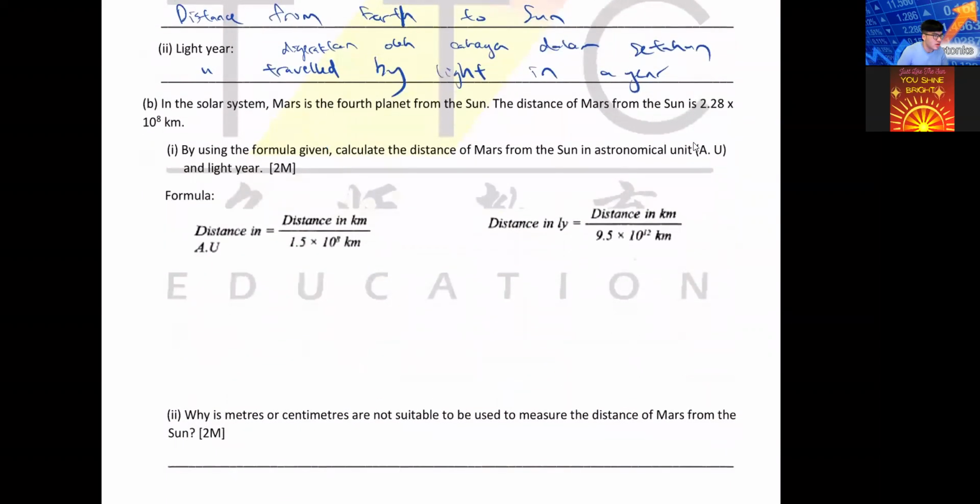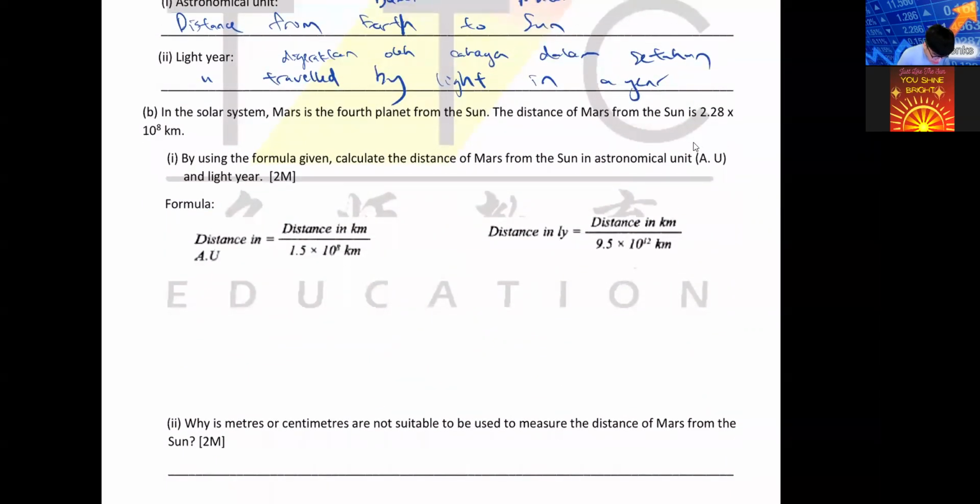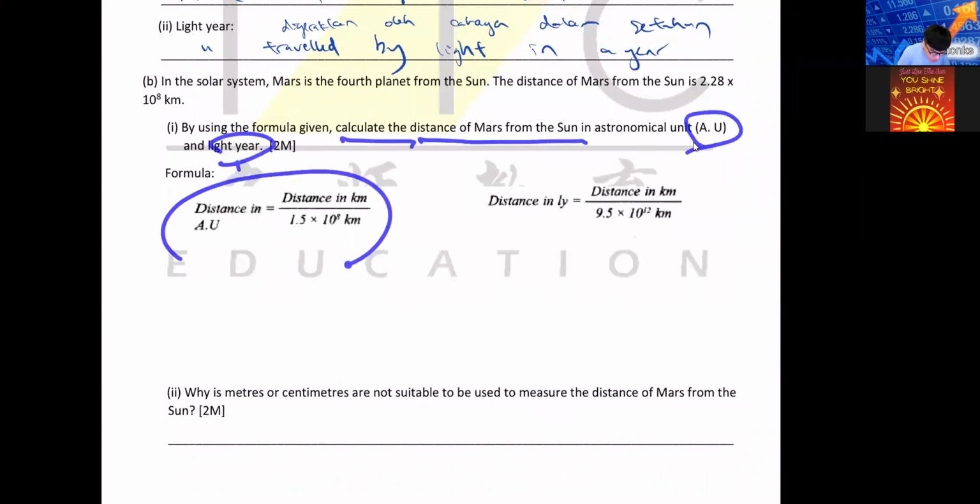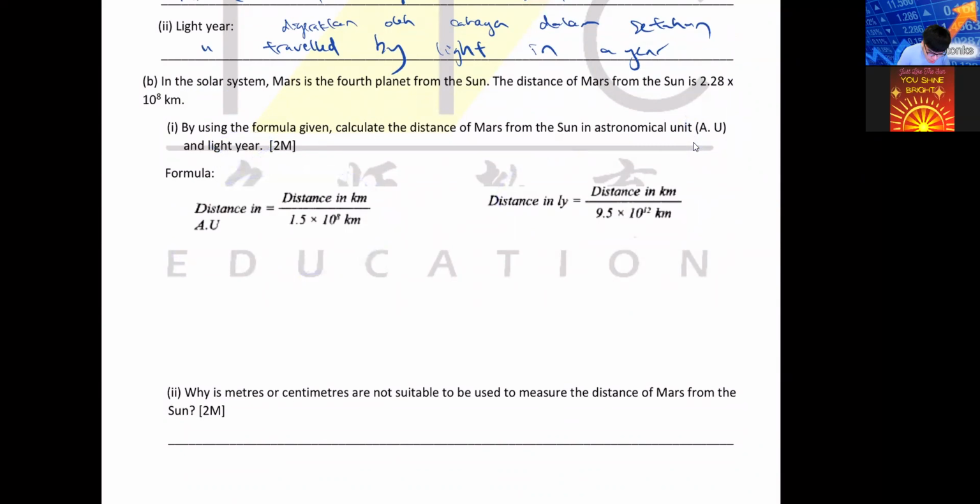Anyway, they say in the solar system, Mars is the 4th planet from the sun. So the distance is 2.28 times 10 to the power of 8. Do you like this number? I don't, because it's a really big number. Nobody knows how much this is. They already give you the formula. Calculate the distance of Mars from the sun in AU and light year. You just sub your 2.28 times 10 to the power of 8 into here and into here. You should find your distance in AU and distance in LY.